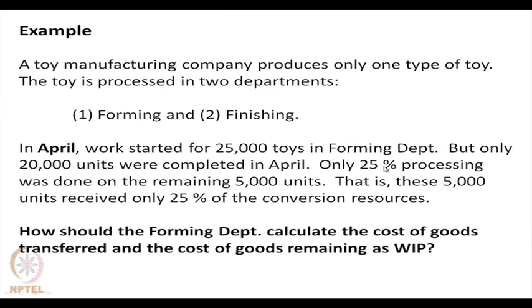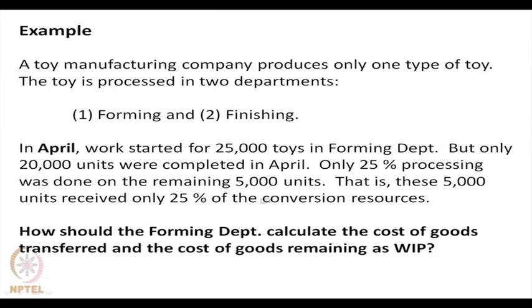So, only 25% processing work was done on the remaining 5,000 units. That is, these 5,000 units received only 25% of the conversion resources. By conversion resources, we mean all the resources that are required apart from direct material. That means, the direct labor and other overhead charges put together is called the conversion cost or the conversion resources, and their cost is called conversion cost.